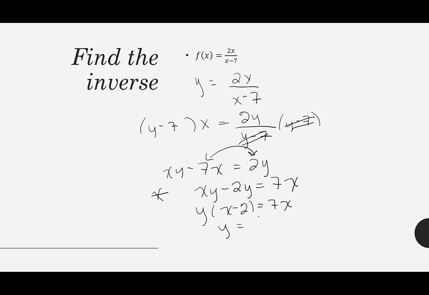That says y is 7x over x minus 2. So we've solved for y in terms of x. That means f inverse is 7x over x minus 2.